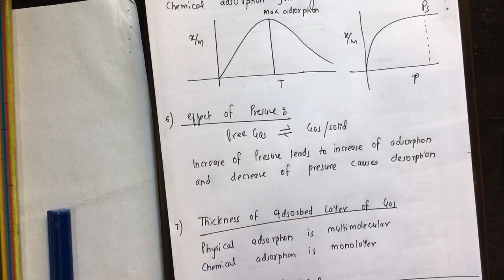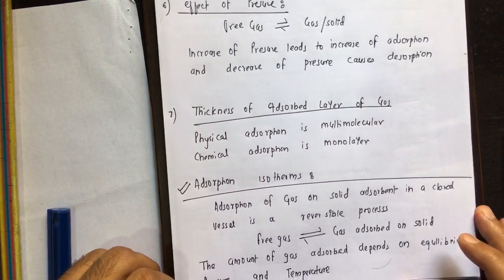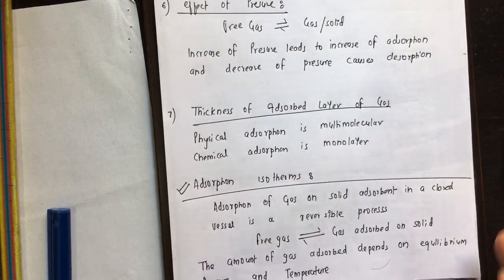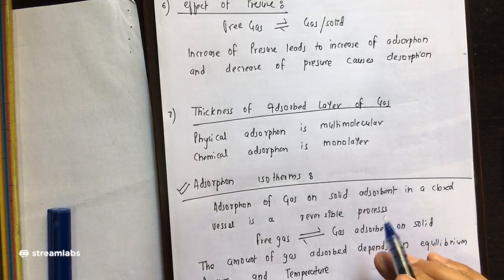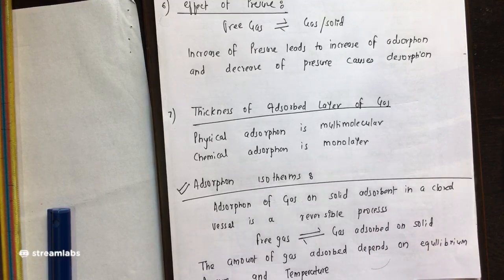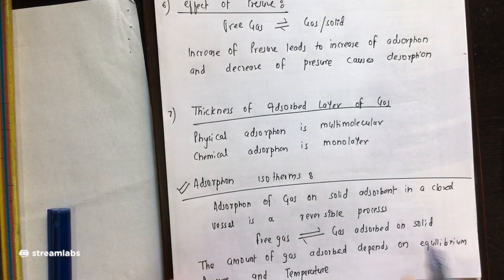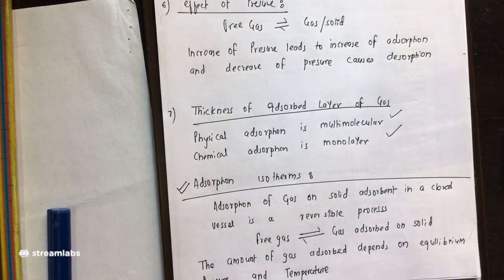Next is the thickness of the adsorbed layer. Physical adsorption is multimolecular, because the gas gets adsorbed continuously due to van der Waals forces, while chemical adsorption is monolayer thick. Remember that. Let's go on to the adsorption isotherm.